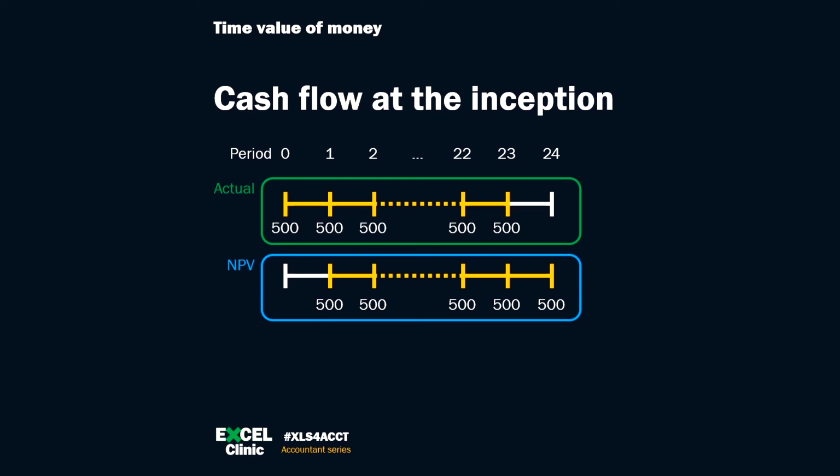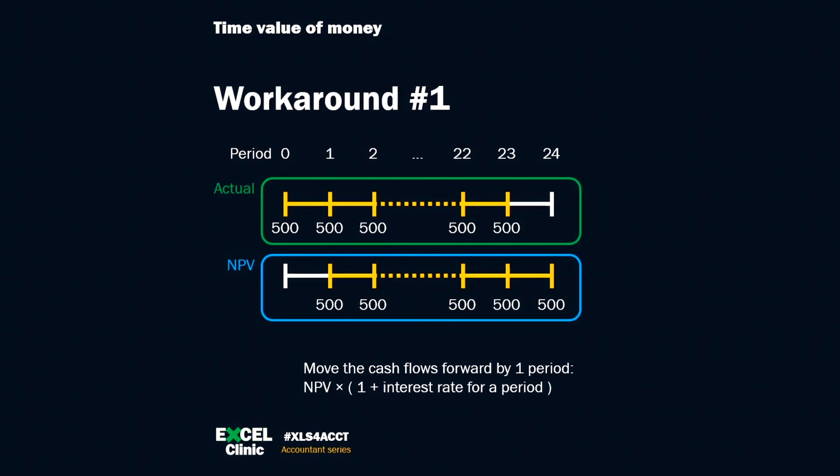The NPV function assumes that the cash flows happen at the end of each period. In other words, the first installment is not at the inception. So if your first installment is at the inception, you need to tweak the function slightly. There are two workarounds. Pick one that is more intuitive to you. Workaround number 1. The NPV function in a way over-discounts the cash flows by one period in this context. What you need is to undo the over-discounting by one period. You just need to multiply the NPV by 1 plus interest rate for a period.